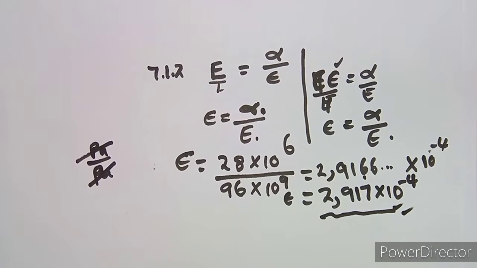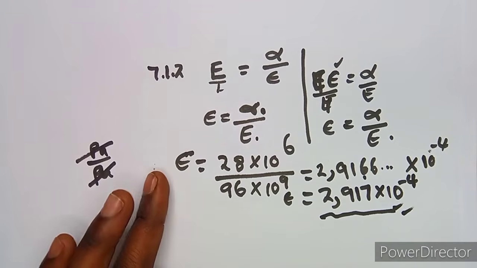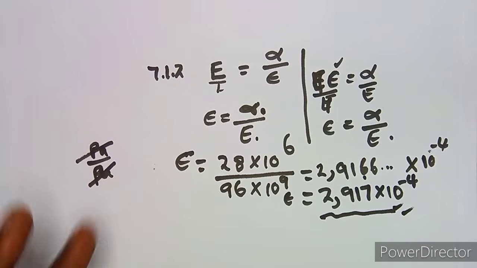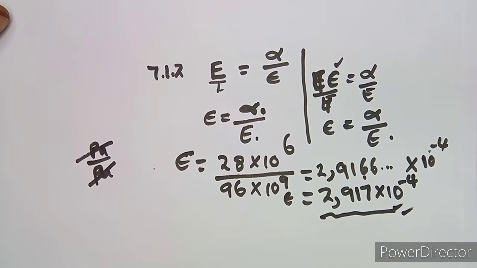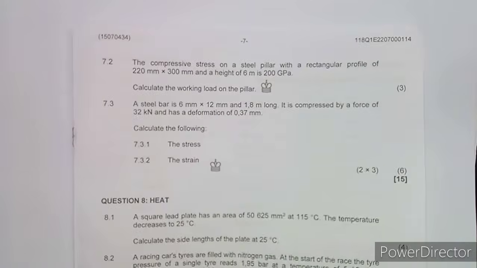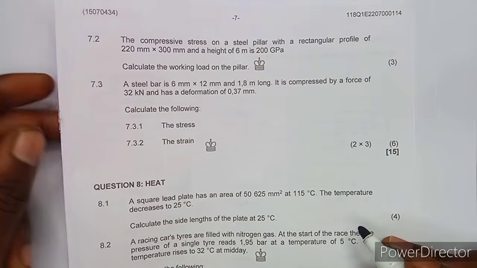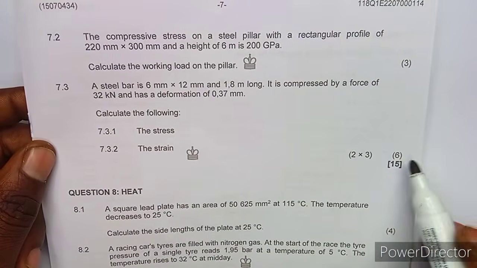You just formulated what you want, which is the strain to be the subject of the formula, as I showed you from the formula sheet. You can actually take this information from the formula sheet. It can help you a lot. All right, so what you need is to just list down your information. Then on another question, which was on 7.2, still on this part, to make 15 marks.